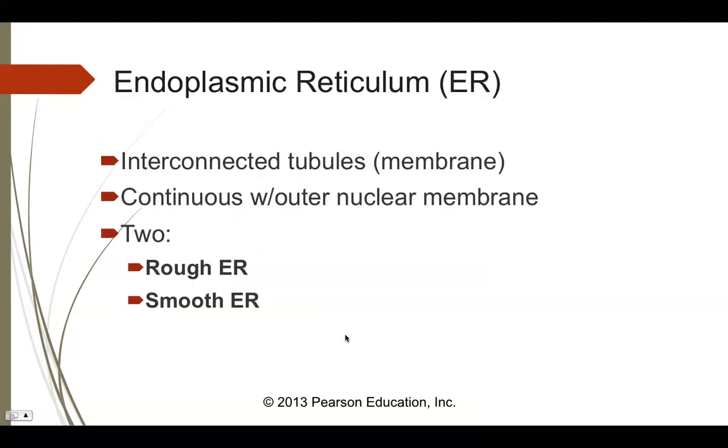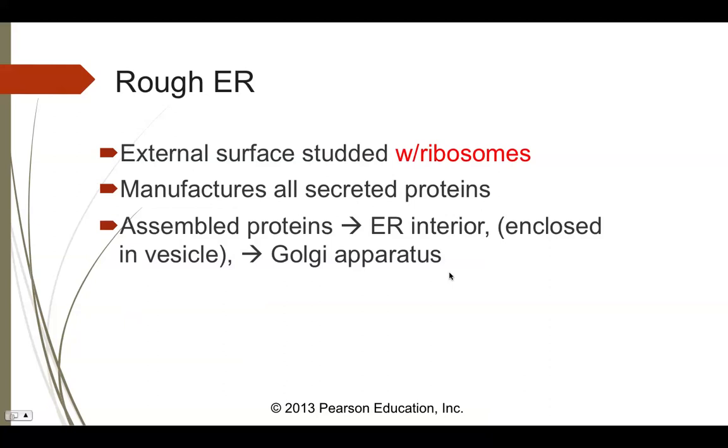The endoplasmic reticulum is a system of interconnected tubules made of membrane. It's continuous with that outer nuclear membrane. Remember, there's a nuclear envelope with two phospholipid bilayer membranes, and this endoplasmic reticulum starts basically its journey throughout the cell, first attached to that outer nuclear membrane. There are two types: the rough endoplasmic reticulum that is studded with ribosomes, and the smooth endoplasmic reticulum, which does not have ribosomes on it.